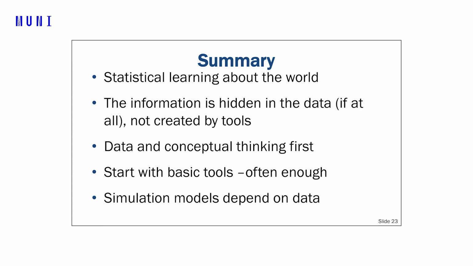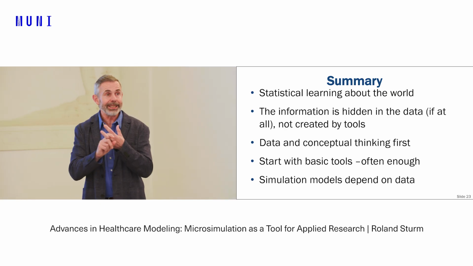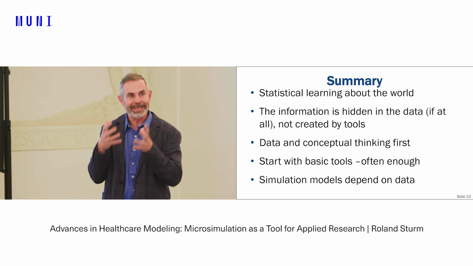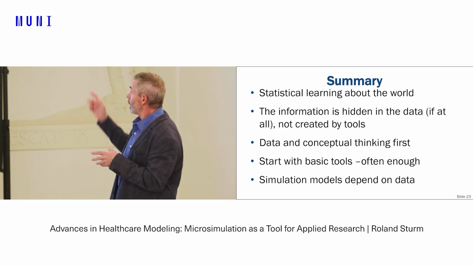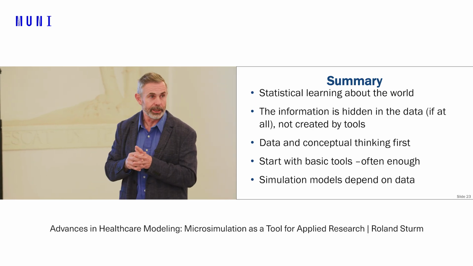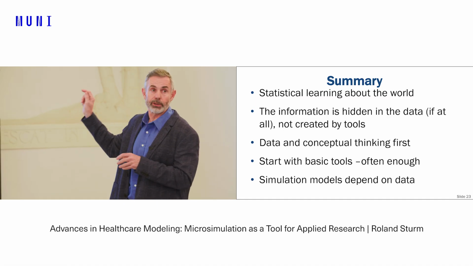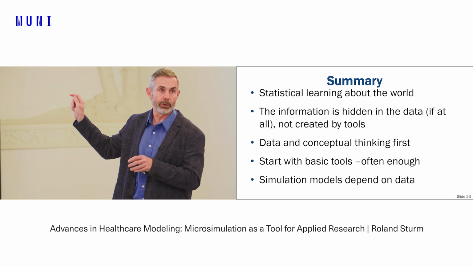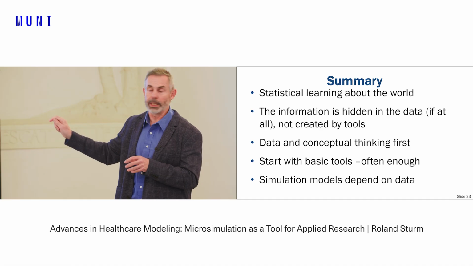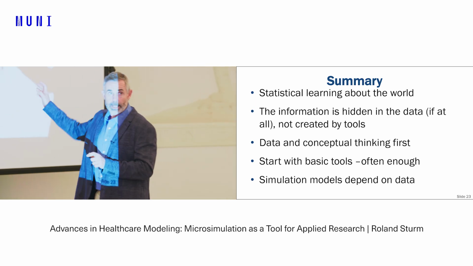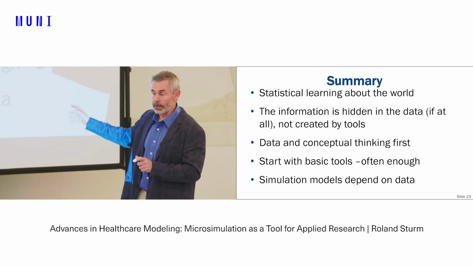Summary of my introduction and my detour, and then I go to the substance of the course. Statistical learning about the world, that's what I'm doing. The information that we're looking for is hidden in the data. It's hidden in the data. And we use statistical learning to get that information. Now, sometimes there is no information in the data, too bad. But no matter what, you're not creating that information with the tools. It has to be in the data.